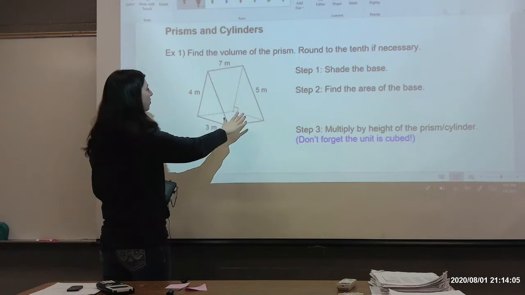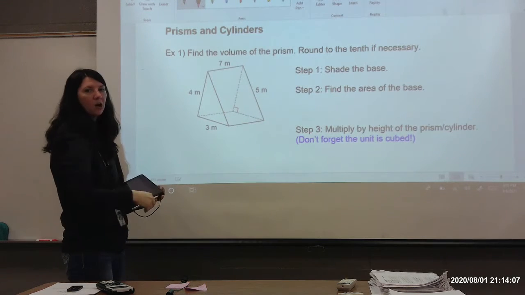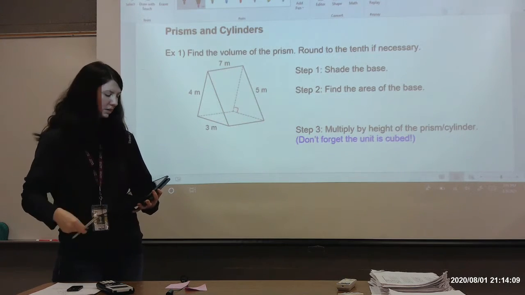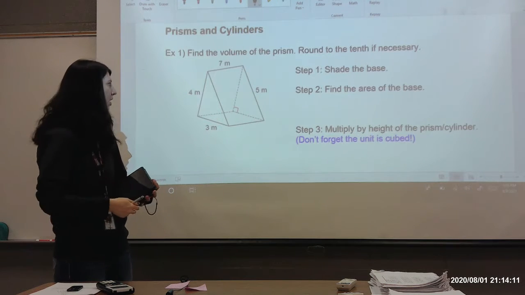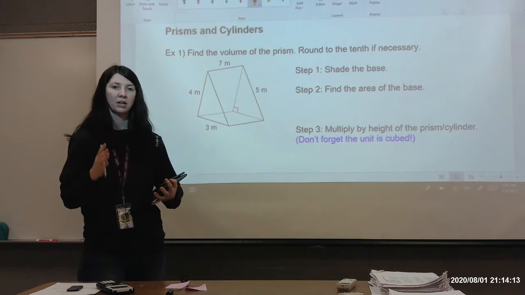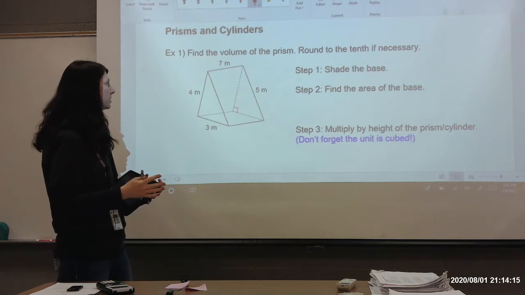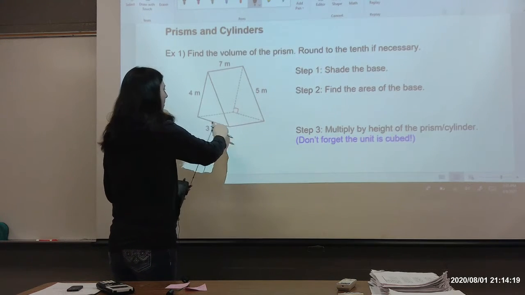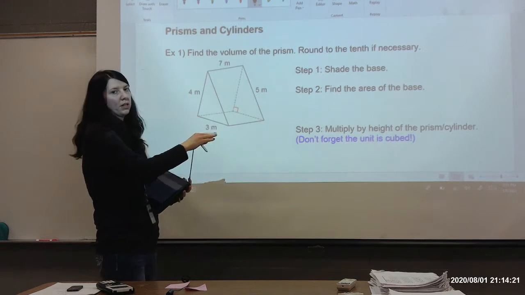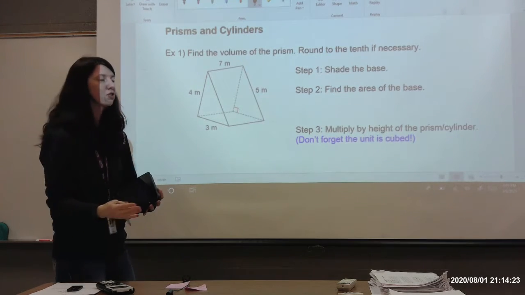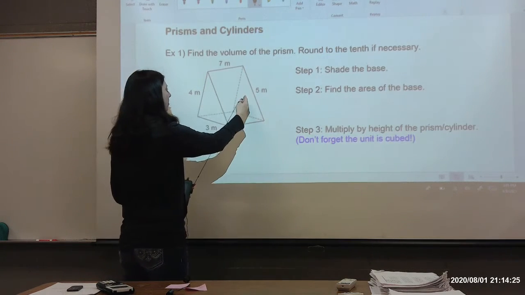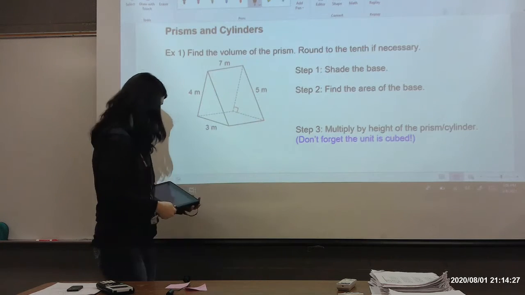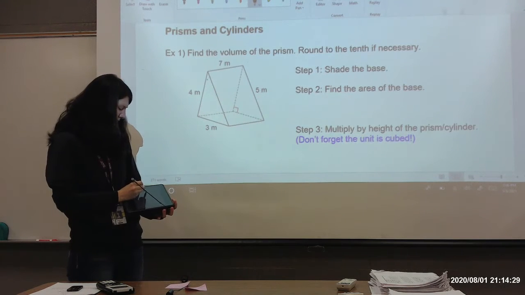So here we have a triangular prism. The first thing I always like to do is identify the base, and an easy way to do that is to shade the base. Your bases are always going to be parallel to each other when you're looking at prisms and cylinders. So here we have triangles and we have 3 rectangles, right? But none of the rectangles are parallel to each other, so they can't be the base. The triangle has to be the base because the 2 triangles are parallel. So I just like to shade. It just gives a good visual.